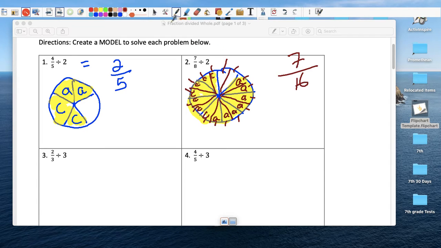Next one is 2/3 divided by 3. So let's draw 2/3. There's thirds, right? 1/3, 1/3, 1/3. Let's shade 2/3, and this is how much I have, right? Because 1 is already gone. And we're going to share with 3 friends.